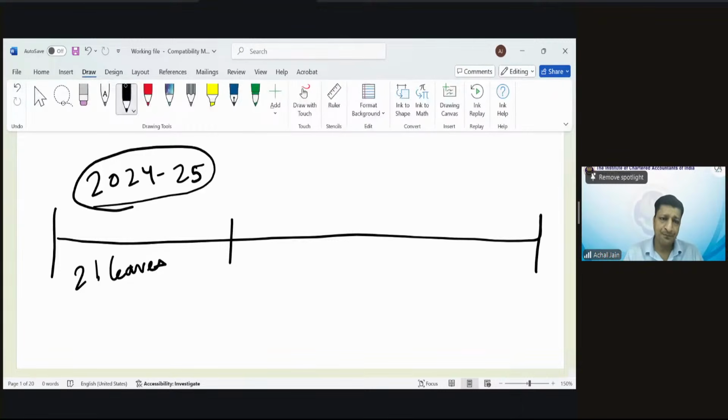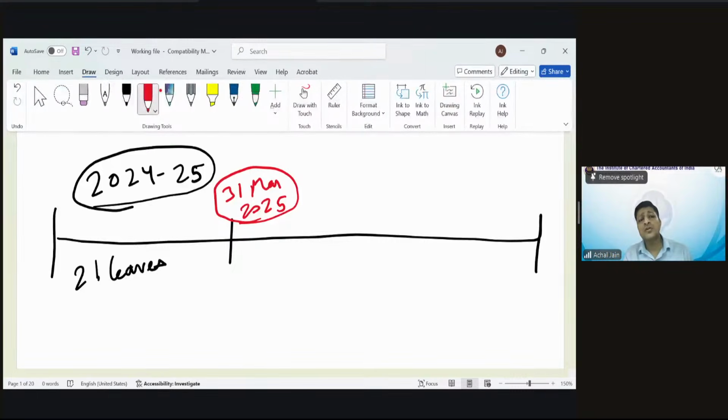Now, in this case, as at the year end, 31st March 2025, let's suppose policy says if the leaves are not availed, let's suppose the employee has availed 15 days of leaves, 6 are pending. So what will happen to those leaves? They will lapse.